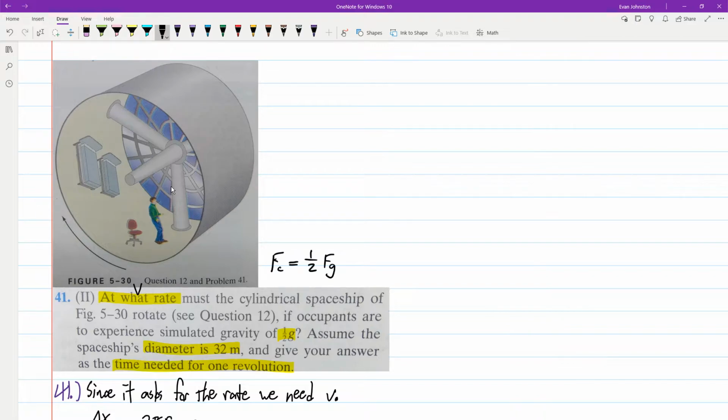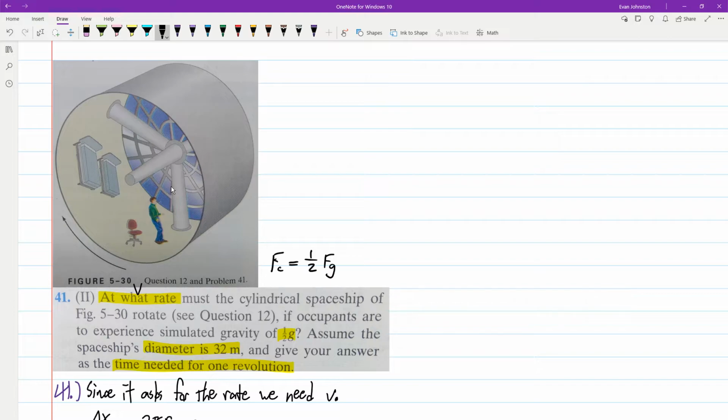And it's saying at what rate. Now, what rate? That's like, what rate am I traveling? What rate am I reading a book? That's usually the speed, usually quickness, things like that. So I put V here because that makes me think, how quickly does it need to rotate? So at what rate must this cylindrical spaceship in the picture here rotate if occupants are to experience simulated gravity of 1/2 G? So we want to have half the force of gravity is what they want to experience. Assume the ship's diameter is 32 meters and give your answer as the time needed for one revolution.